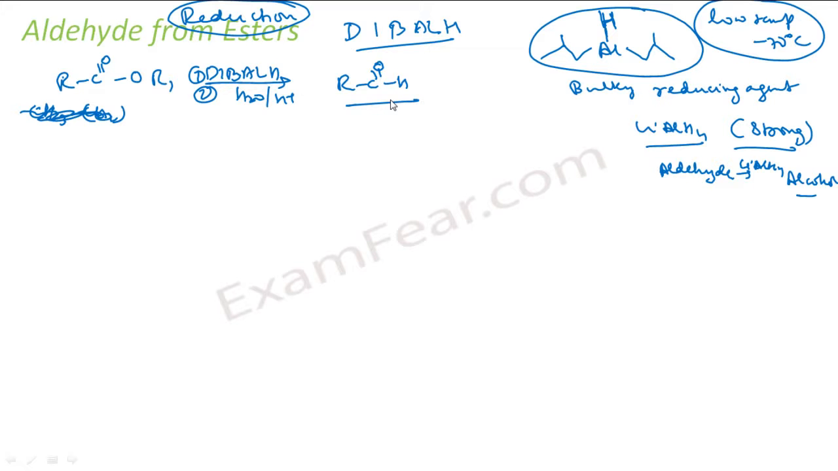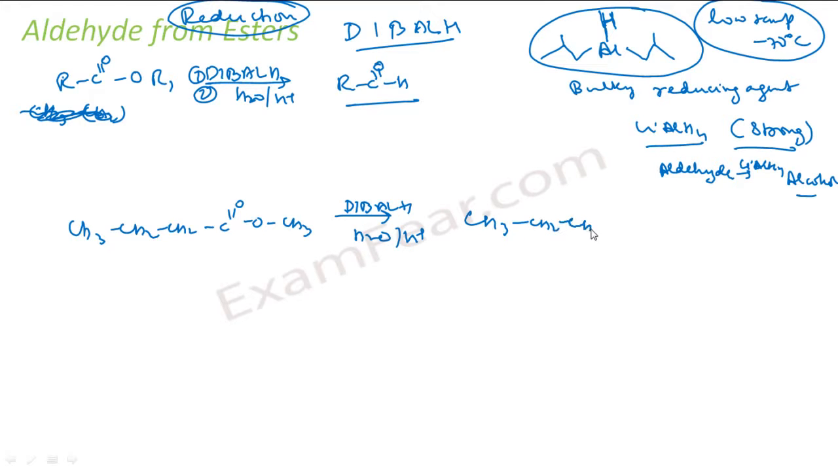So for example, I have, let's suppose, CH3, CH2, CH2, COOCH3. In this case, I use DIBALH and then H2O in the presence of H plus, and I get CH3, CH2, CH2, CHO. This is what I'll get. This is my aldehyde.